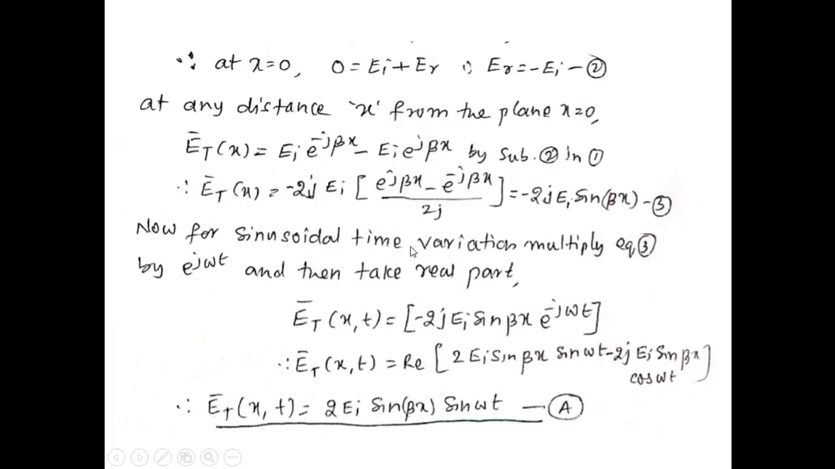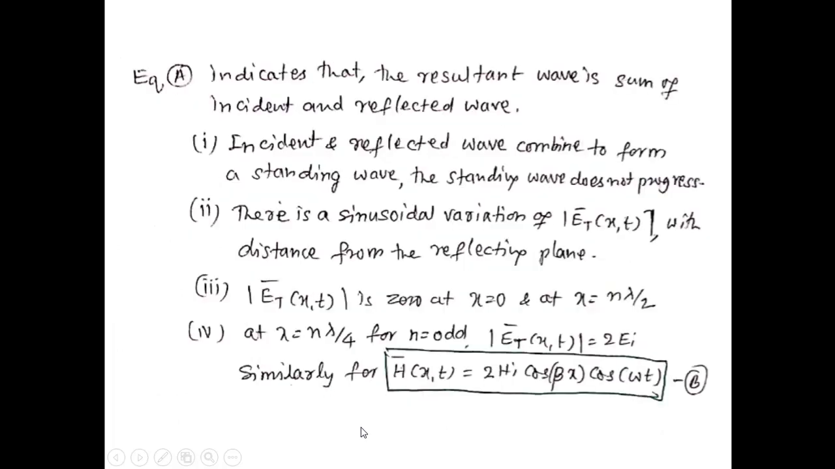Now for sinusoidal time variation, multiply equation 3 by e raised to j omega t and then take the real part. Therefore, this becomes minus 2j Ei sin beta x e raised to j omega t. So if we substitute the value of e raised to j omega t and take the real part here, we will get Et bar of x, t is equal to 2 Ei sin beta x sin omega t.